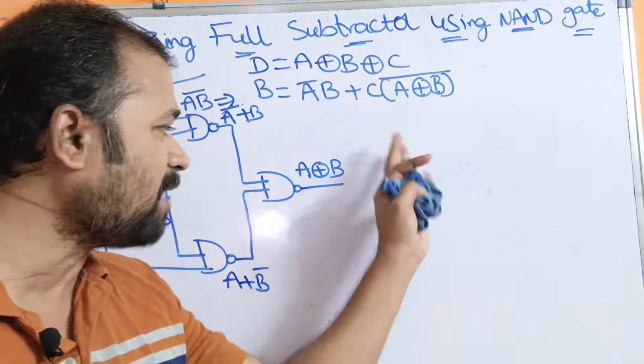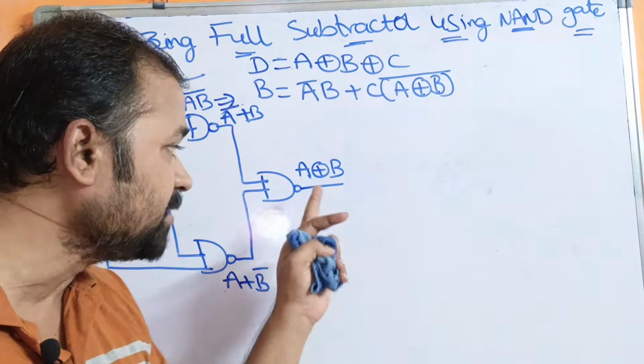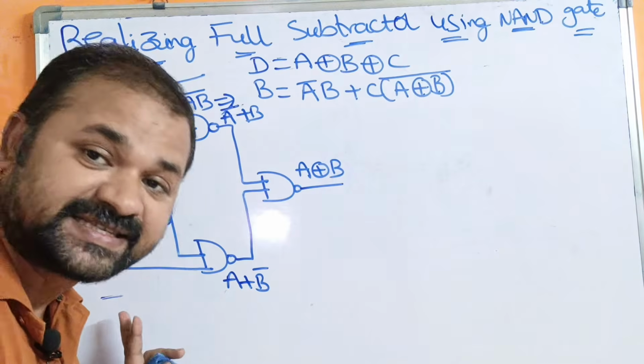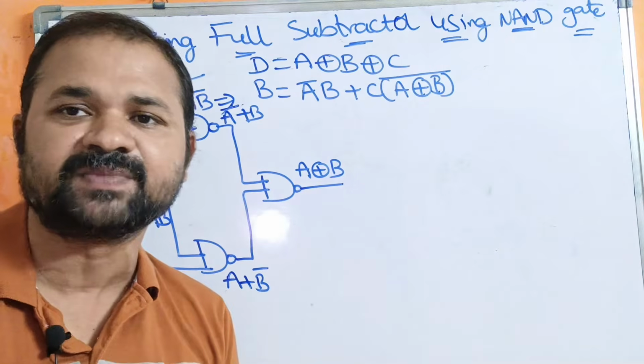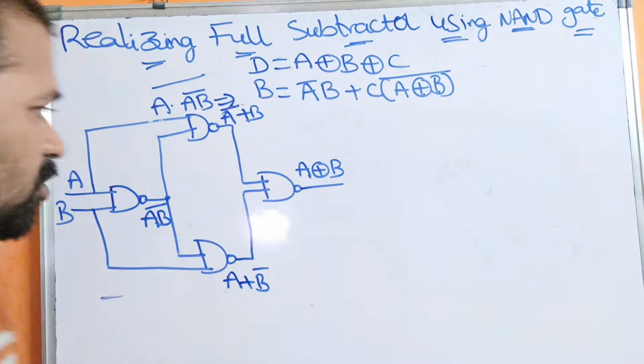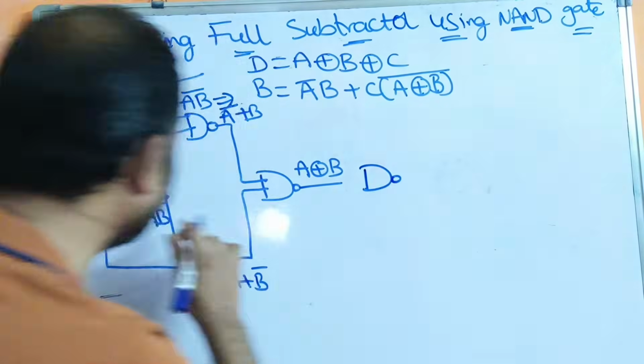So we have to follow the same structure now, but for the first NAND gate the inputs are A exclusive OR B, whereas the next input is C. Then it produces A exclusive OR B exclusive OR C as the output. Now let us have the same structure as the previous one.